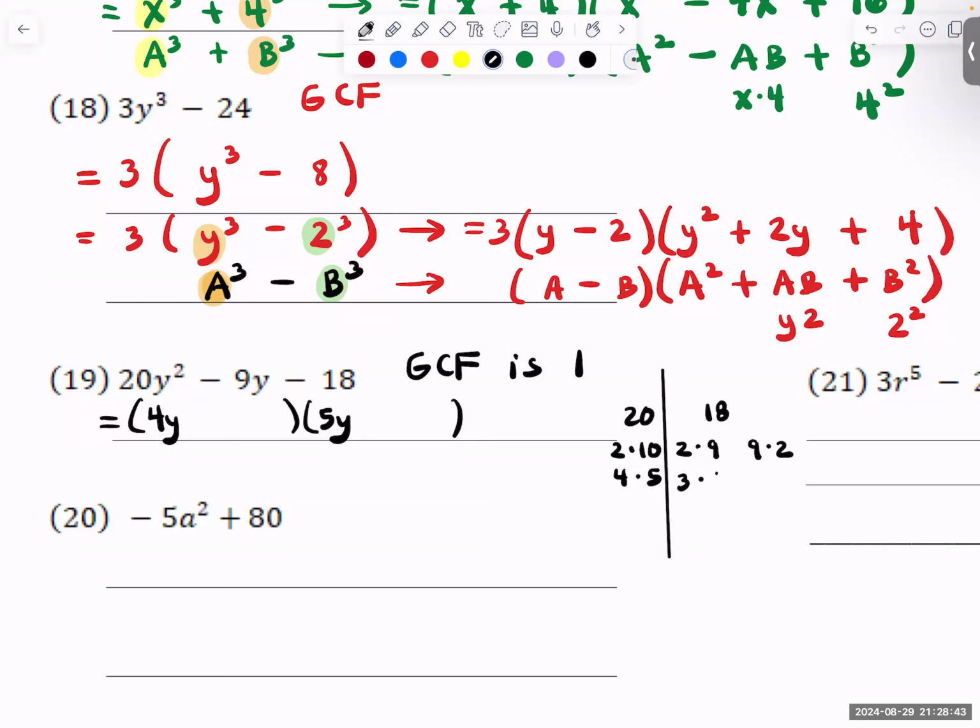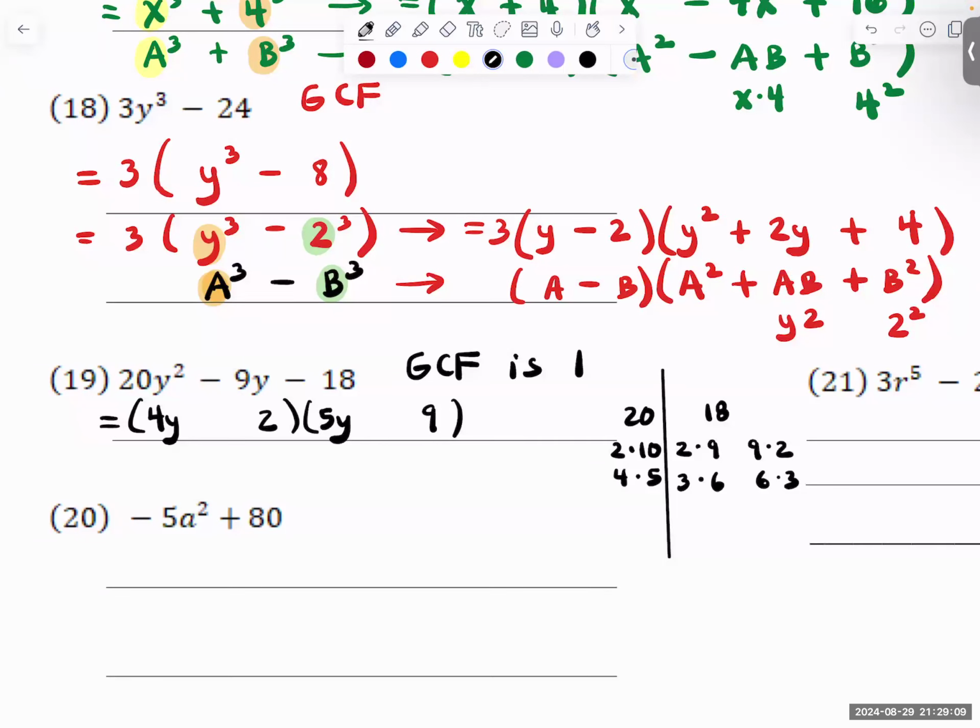And we have 3 times 6 and 6 times 3. Now, if there's many choices, many possibilities, some of them we can eliminate if the greatest common factor is 1. So that means when we factor 18, we cannot have, for example, 2 times 9, because then there would be a common factor of 2 with 4y and 2. That would be a contradiction because the greatest common factor is 1, so it cannot be 2. Can't switch to a 2.